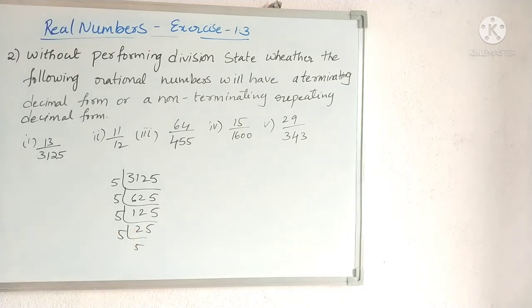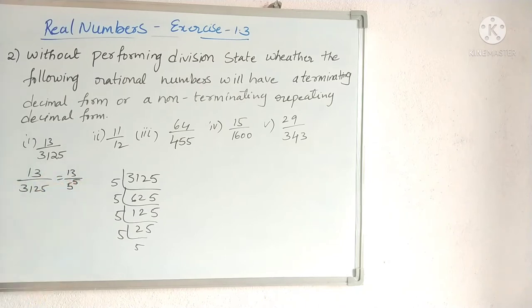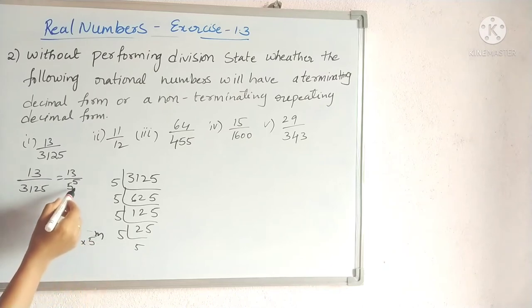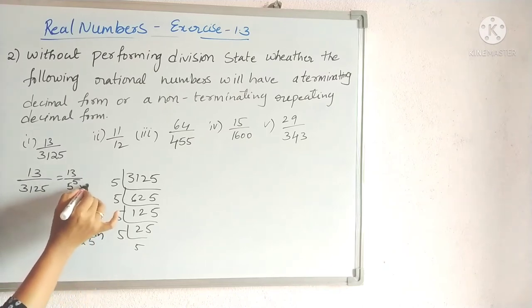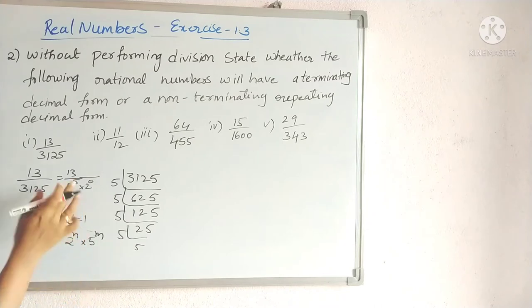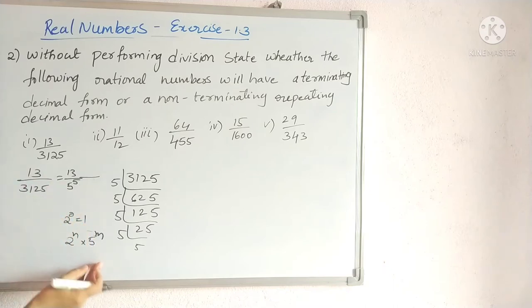So, 13 by 3125 is equal to 13 by 5 power 5. The denominator must be in the form of 2 power n into 5 power m. Here, 2 is not there, but we can write this as 2 power 0. What is the value of 2 power 0? 1. So, no need of writing, right? If the denominator is in the form of 2 power n, or 5 power m, or both 2 power n into 5 power m, it is a terminating decimal.